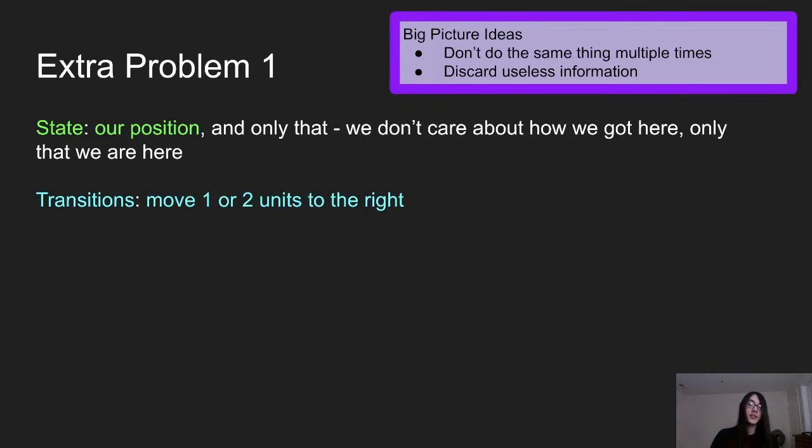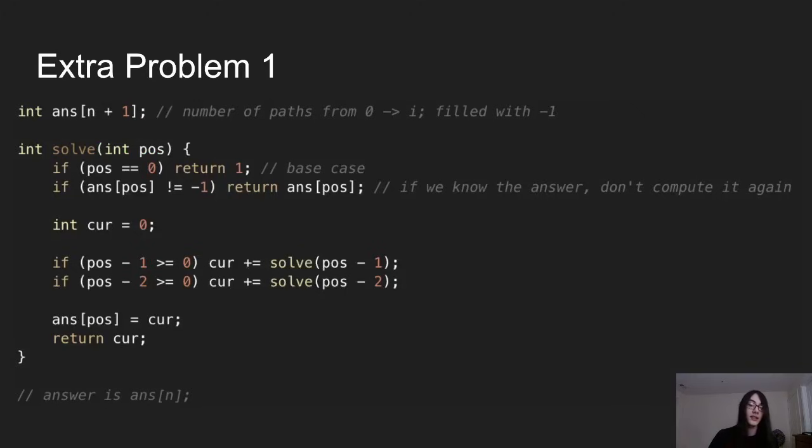And what about the transitions? Well, those are given directly from the statement. We can either move 1 or 2 units to the right, and both of them are almost always valid options. So our transition should be adding together the possibilities of moving 1 or 2 units. If you wrote a recursive solution, it probably looks something like this. It doesn't have to necessarily look exactly like this, but it could look similar. You'd be using memoization, and you'd be counting the number of paths starting from 0 and ending at the value n.